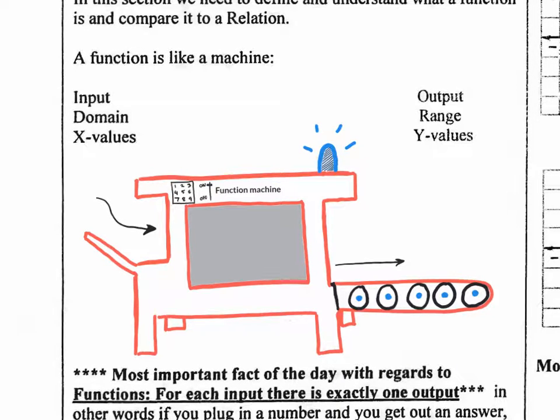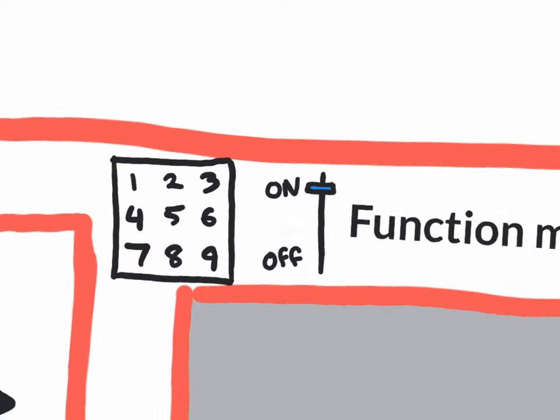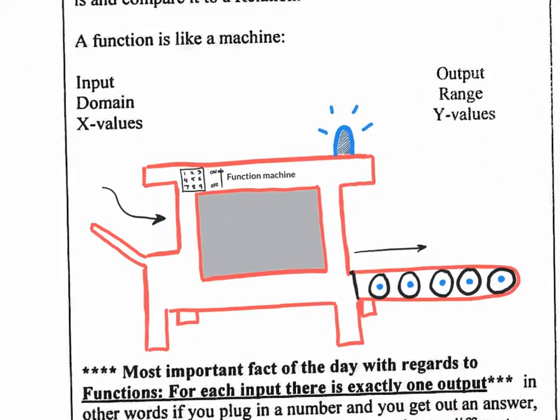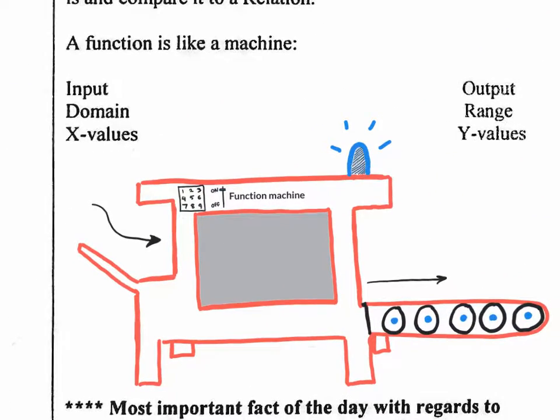I'll give you guys a minute or so. Again, it doesn't have to be fancy. You don't need numbers like I put or an on and off switch. If you do, make sure it's on. No, I'm just kidding. You don't need an awesome machine, just as long as you have an opening for numbers that come in, a window to see what's happening, and an opening for the answers that come out.